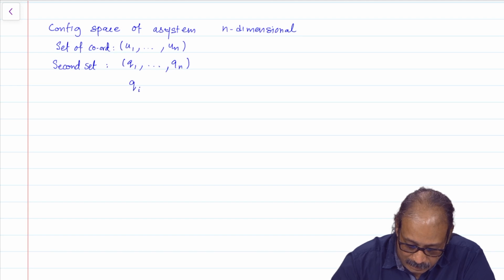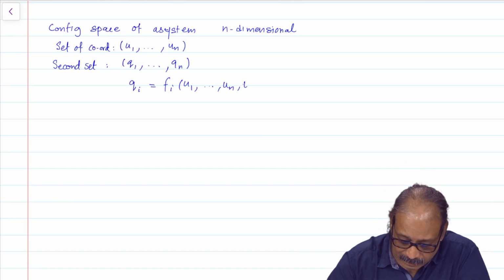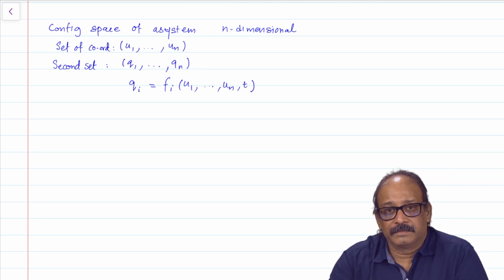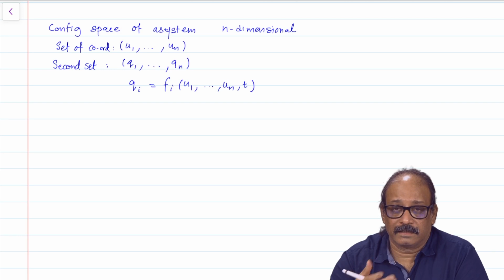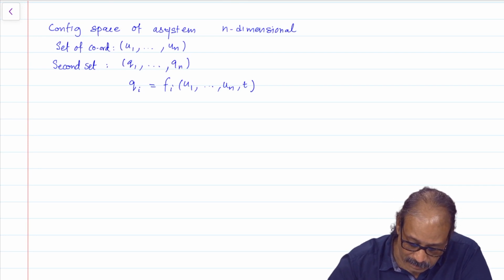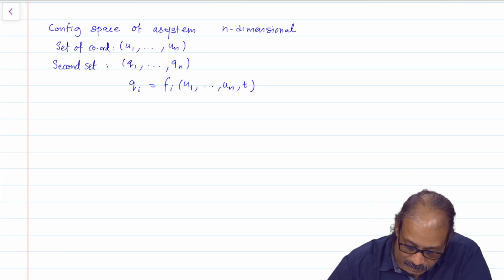for each i, qi must be some function of u1 to un and also probably t. I will add that. This will become clear later, but if you recall, many times we go to accelerated frames, a common example being rotating frames, in which case the new coordinates explicitly depend on time. So, each coordinate qi must be some function of the coordinates u1 to un and time t, for all i.